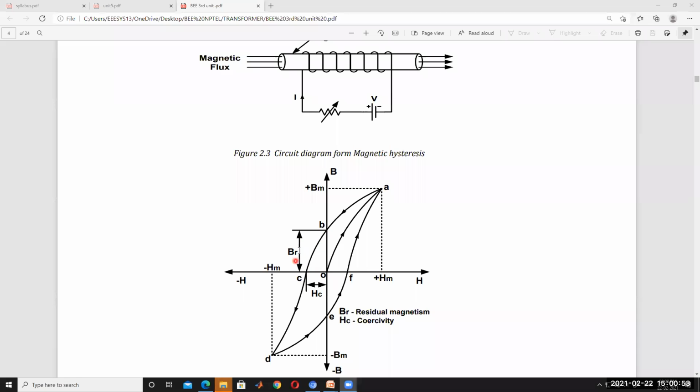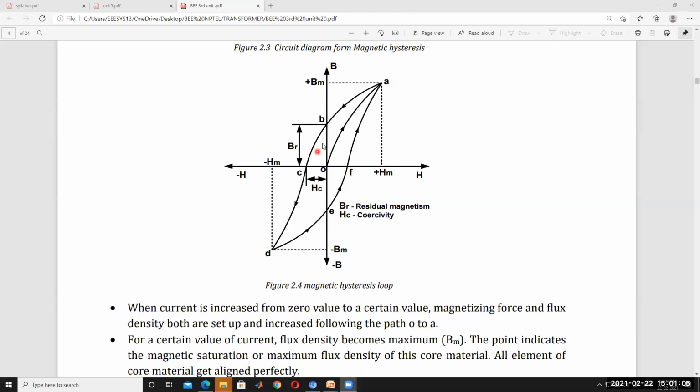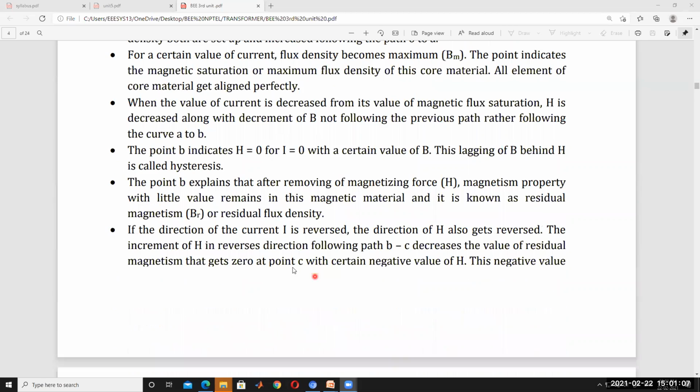This Br is called residual magnetism. This length B to O is called residual magnetism. So if you want to reduce the flux density B to 0, we require this much force, B to C. Understood.